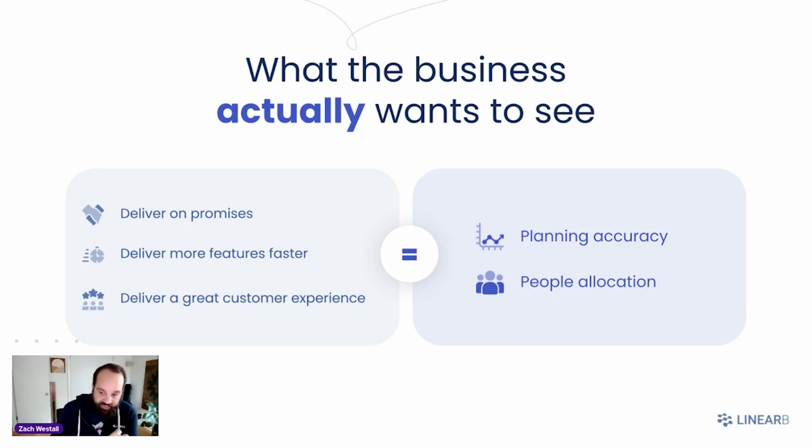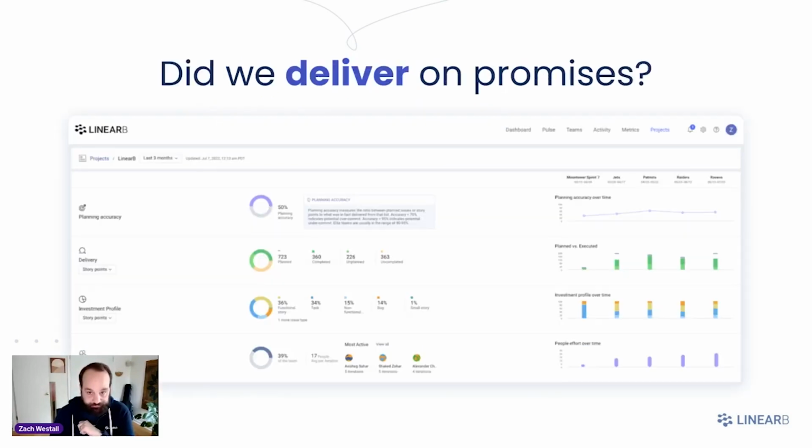How accurately are you planning your sprints, and are you allocating your resources to the right areas that are going to impact the business? That's what they care about. They will also want to see: did we deliver on our promises? Here's a view in LinearB of overall planning accuracy, the projects view here. We can see planning accuracy: what we planned on doing versus what we actually delivered.